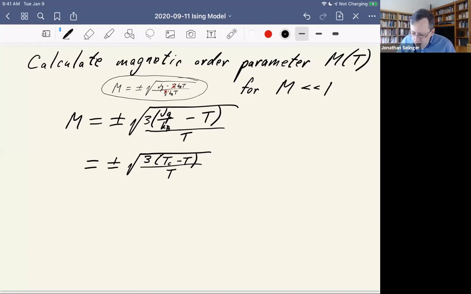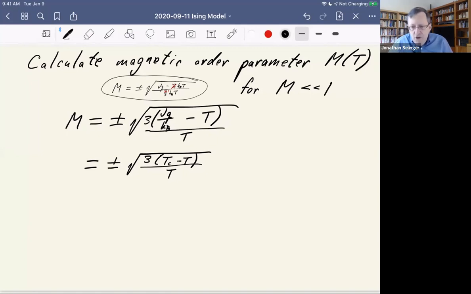So this now tells us something that's a little bit interesting. It tells us that when the temperature is equal to the critical temperature, M is going to be equal to 0. And when the temperature is a little bit less than the critical temperature, M is going to be a positive or negative number, which is a little bit different from 0.